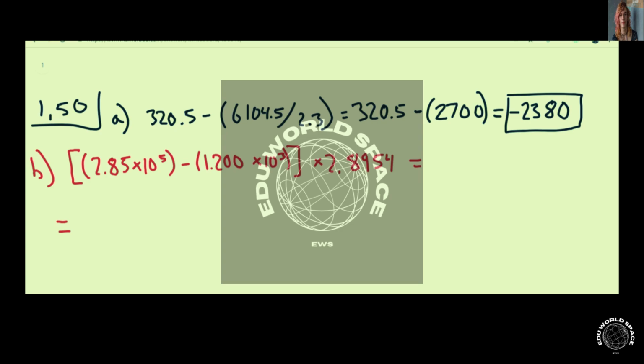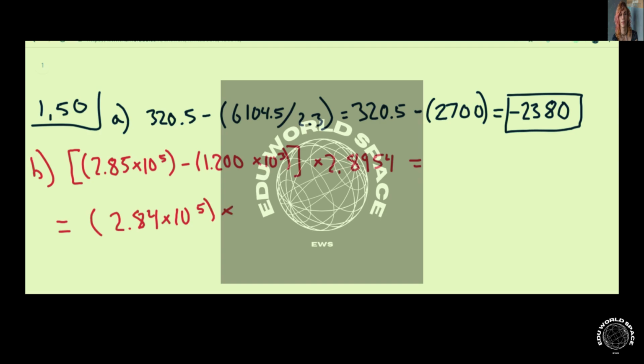So we do what's inside the brackets first. If we do this subtraction and keep the smallest amount of decimal places, which is 2, we get 2.84 times 10 to the 5th.